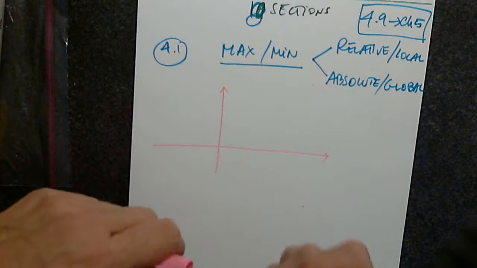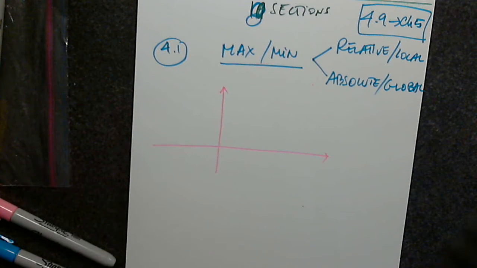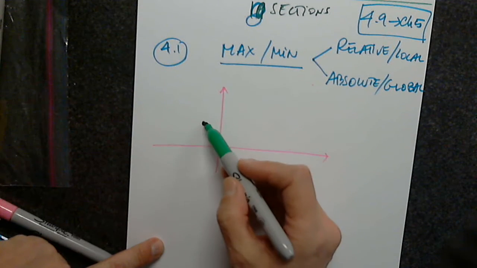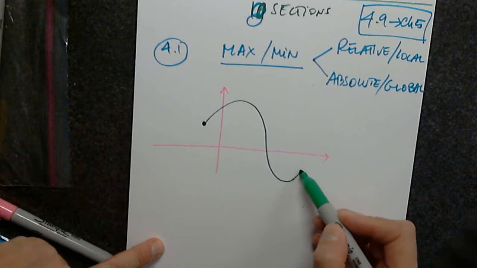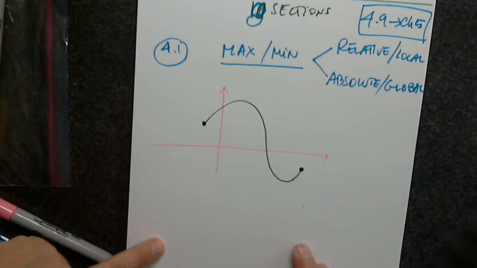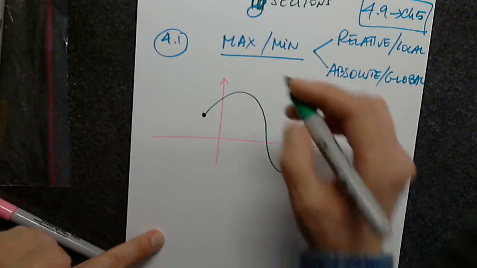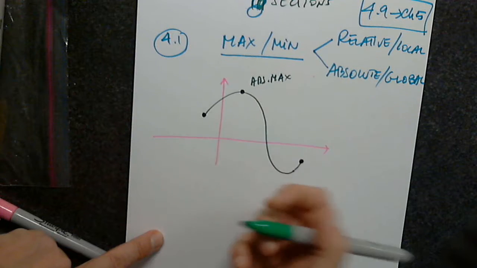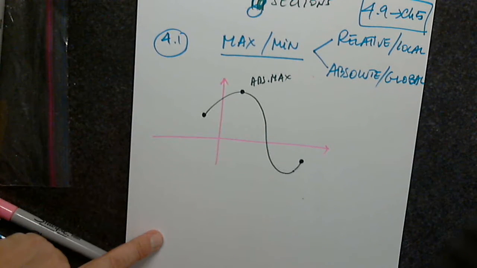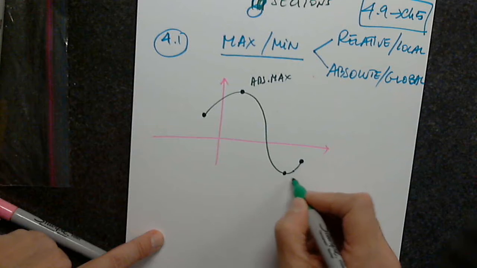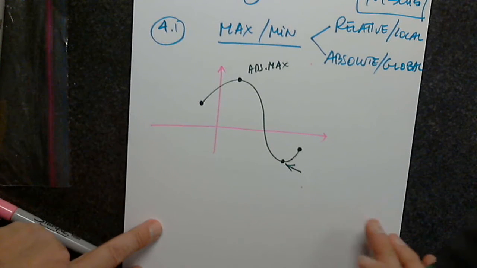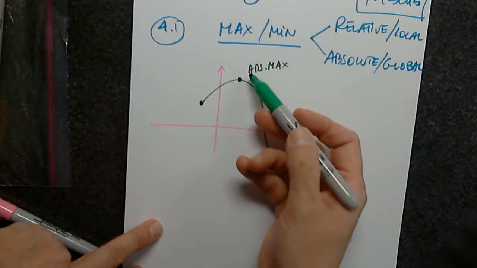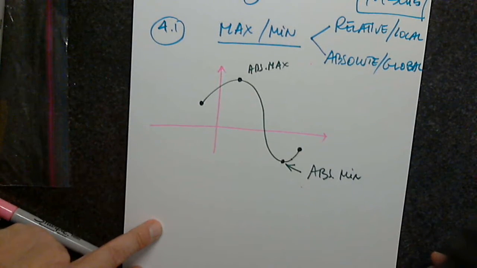So let's graph a function. We're done for now with our best friend, so it's going to be a different function. So let's say we have this. Obviously, this function has an absolute max here. There is no other value higher than it. Obviously, right here, this function has what? Absolute minimum, or global minimum.